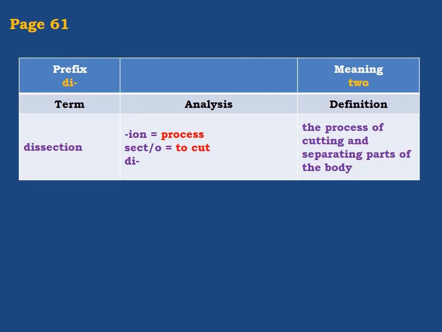The next prefix di, yeah, we mentioned this. We said bi or di in the slide before, right? So again, it means two. Dissection. Dissection, ION process, again, you are familiar with that. Sect means to cut from section, and di means two. So the process of cutting and separating parts of the body, as if you are cutting the skin, for example. So you are separating the two sides of the skin, all right, by cutting it.